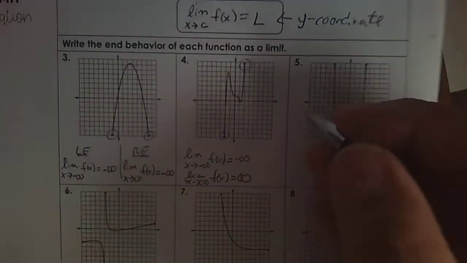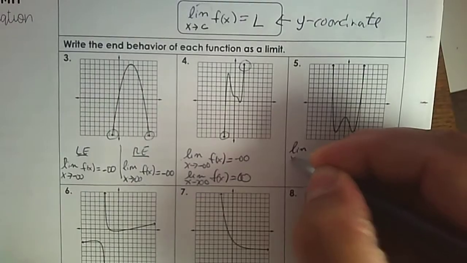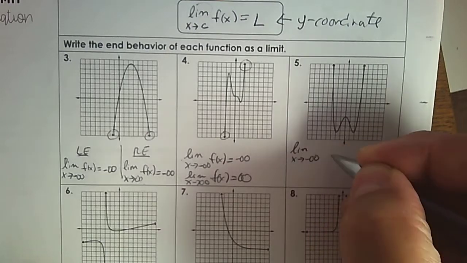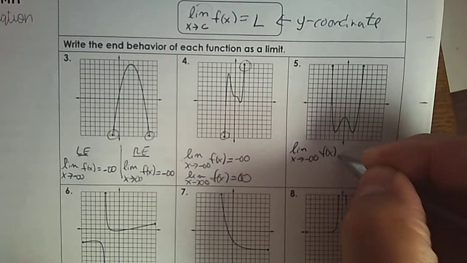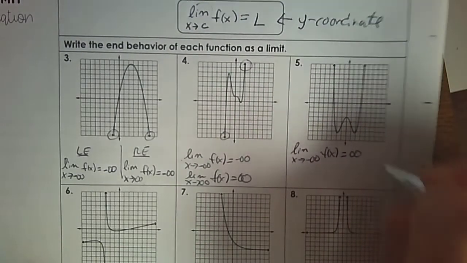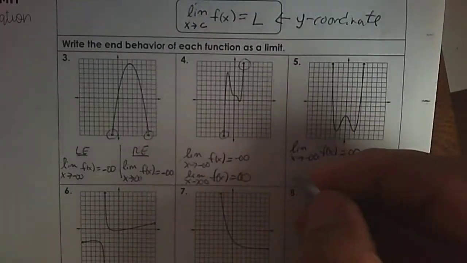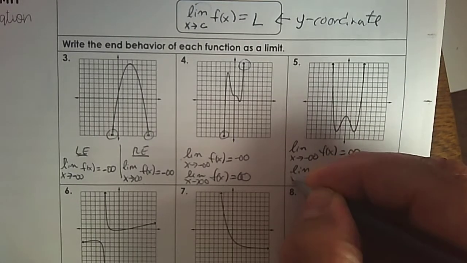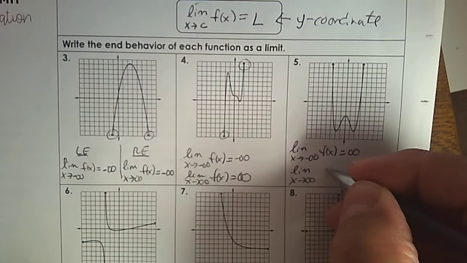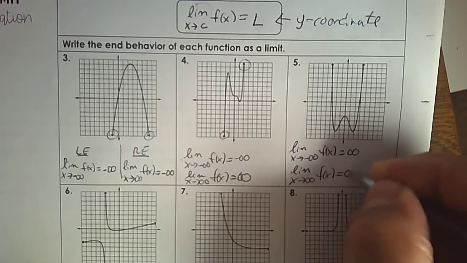Number 5. Let's see if I can make sure it's nice and compact here. So the left end behavior of f at x. The left end is going up, so it's going to infinity. And then again, we're going to write it as a limit. The limit as x approaches infinity, f at x. And again, the right end is going up.